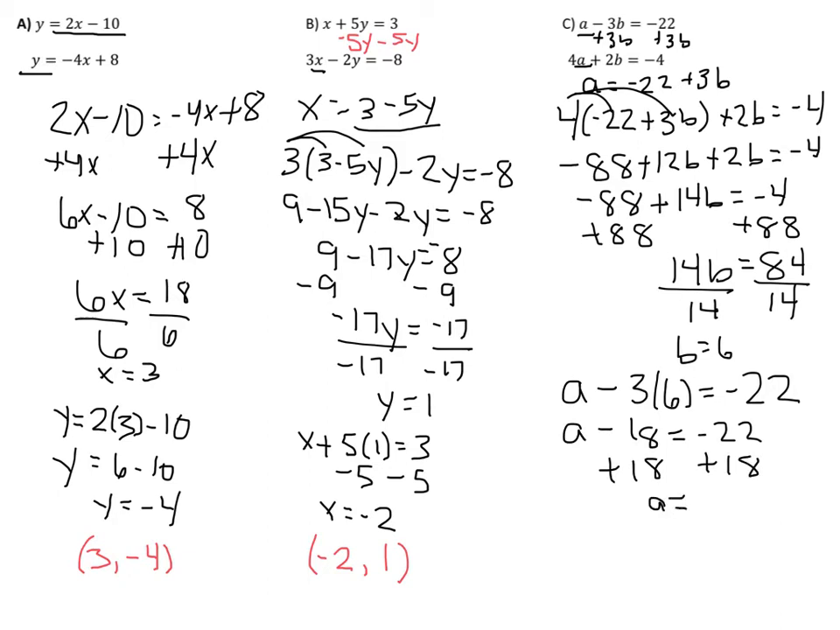So a is going to be equal to negative 4. So our solution here is going to be negative 4, comma 6.